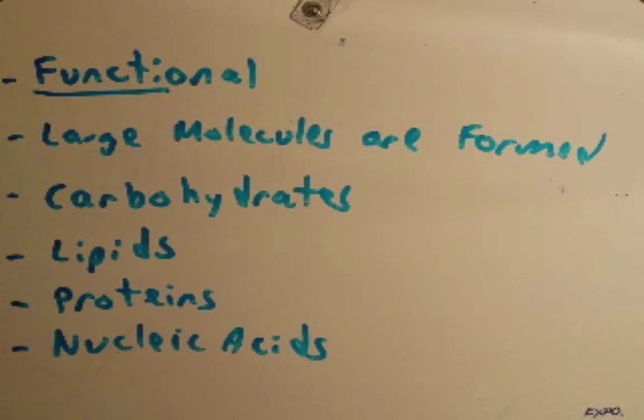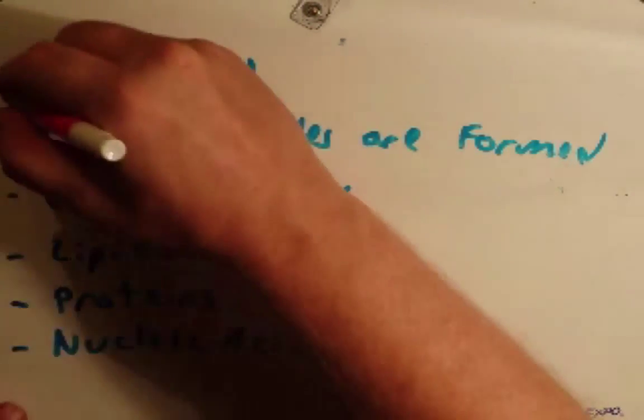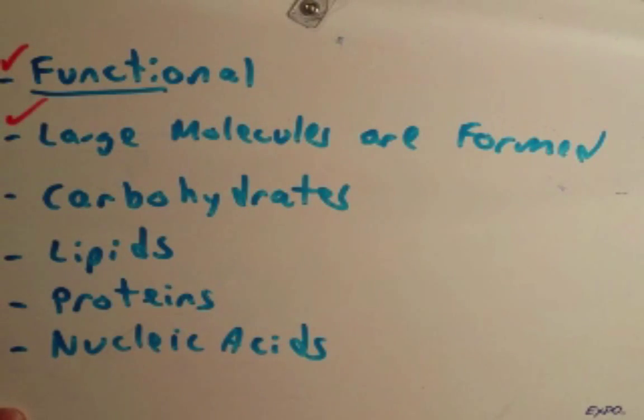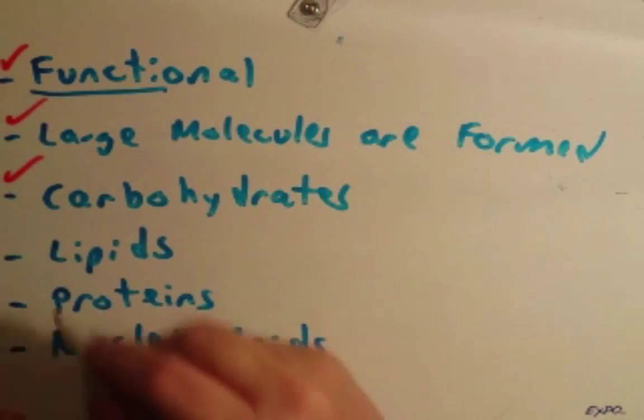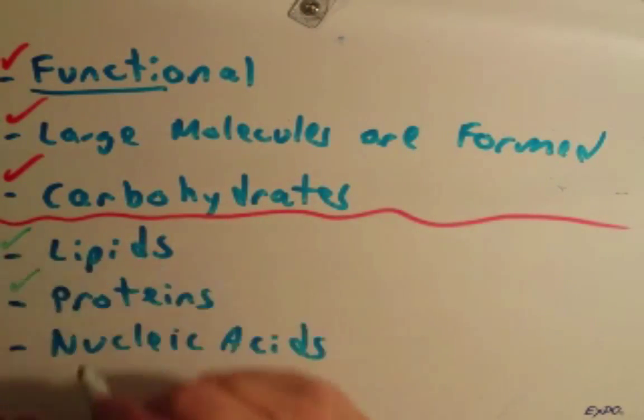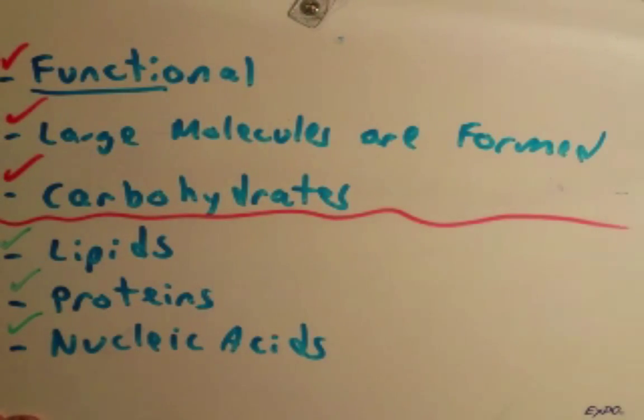In this podcast, and for day 6, we're going to talk about functional groups, how large molecules are formed and some terminologies associated with that, and carbohydrates. For day 7, we'll talk about lipids, proteins, and nucleic acids. So let's go ahead and get started.